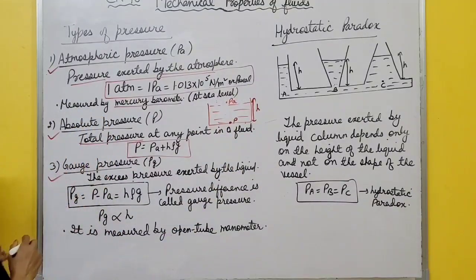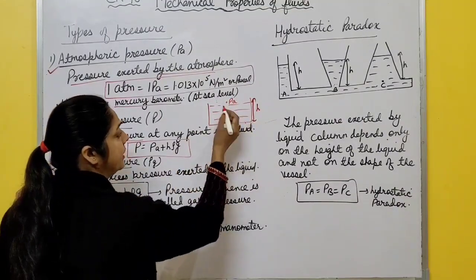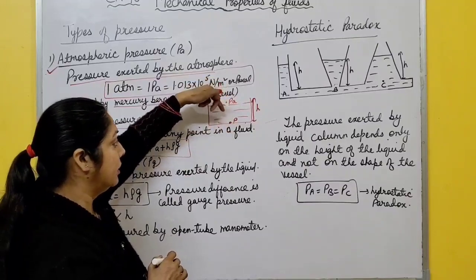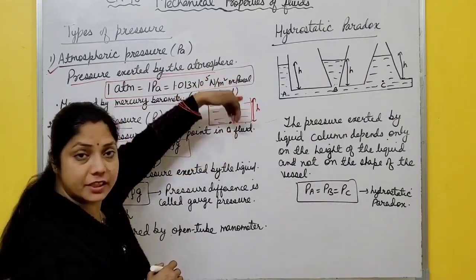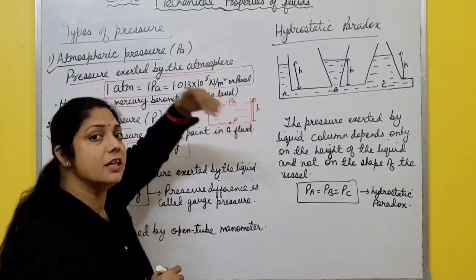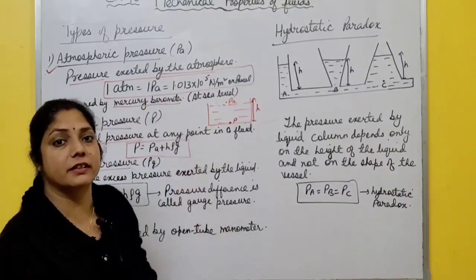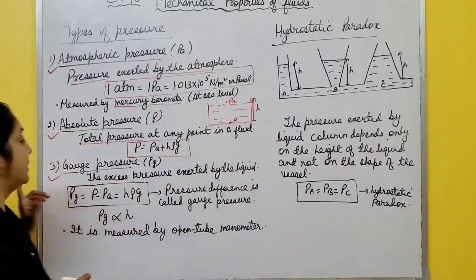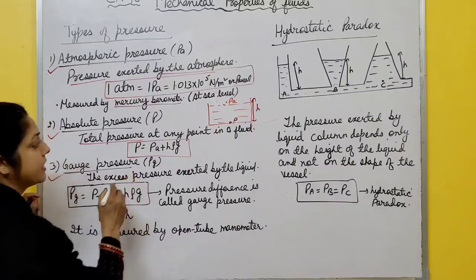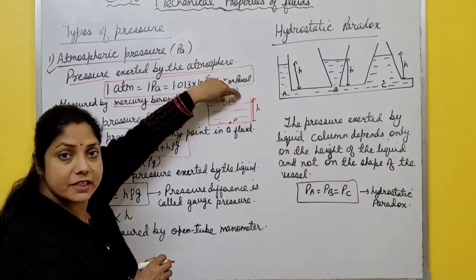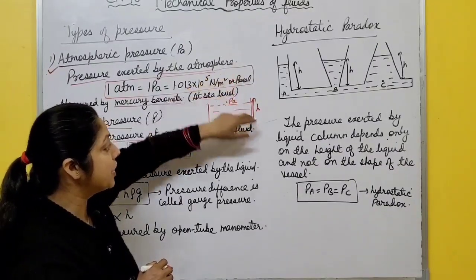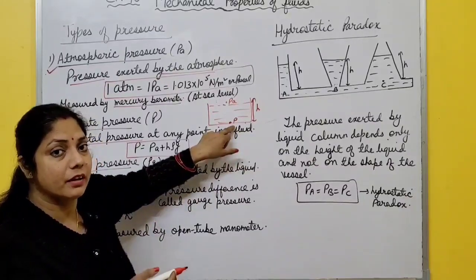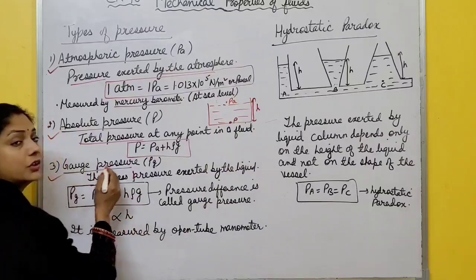Then what is gauge pressure? At the free surface only, pressure is due to the atmosphere, but when you move down to the bottom, pressure increases as the depth increases. So how much is the pressure increased? That increase in pressure, or excess pressure, is called gauge pressure. At the free surface only the atmosphere exerts pressure, called atmospheric pressure, and when you move down, due to the liquid column, pressure at this point increases. So this excess pressure due to a liquid column is called gauge pressure.